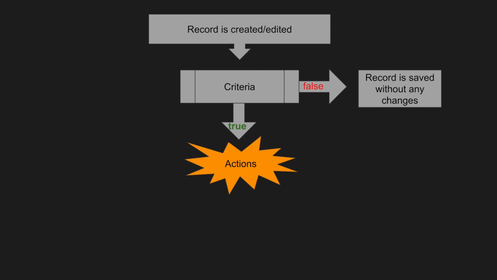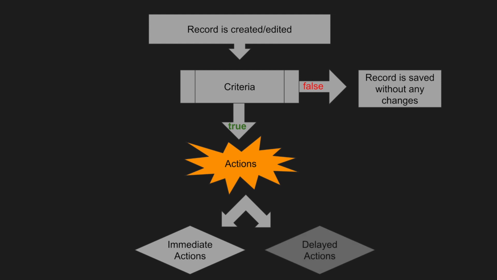Soon you will find out what those actions are. If the criteria evaluates to true, certain actions happen. Soon I will show you what those actions can be. There are 5 of them. And the actions can happen either immediately or in a delayed fashion after a certain amount of time.